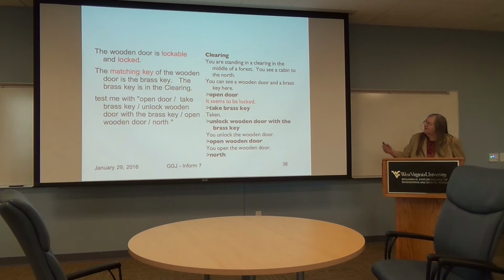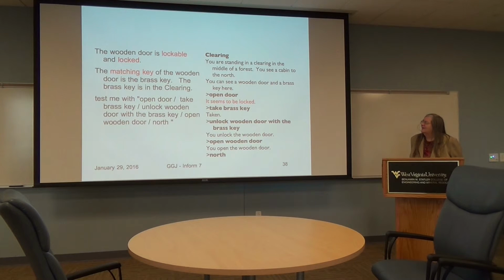And so I start to play on the right, and it says, you're standing in a clearing in the middle of a forest. You see a cabin to the north. The bad thing is it says you can see a wooden door and a brass key here. And I probably don't want the brass key to be visible right now. I'm going to hide it under the doormat or something like that.